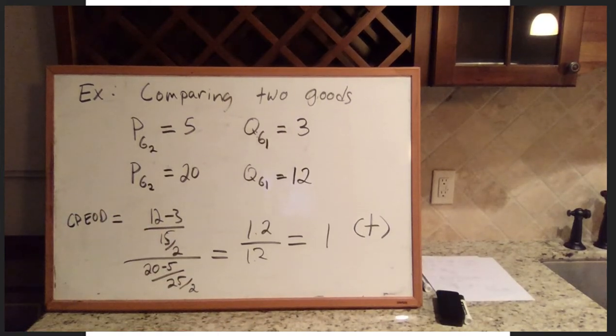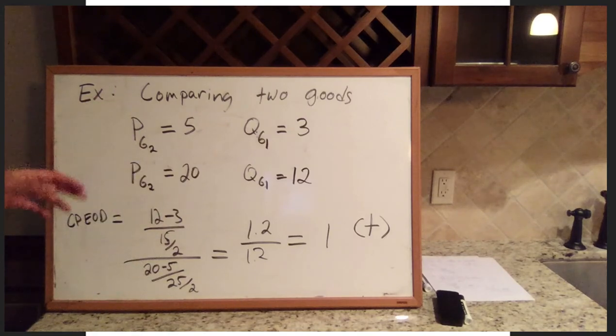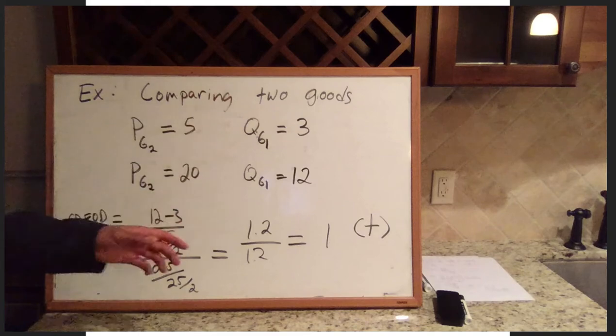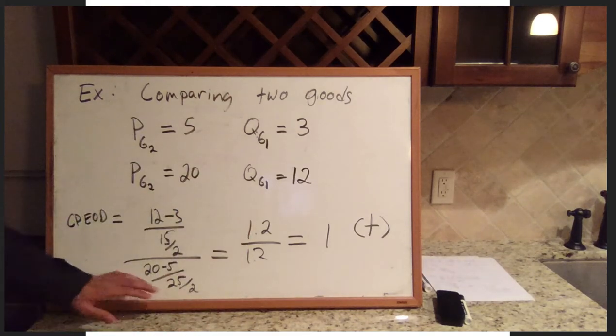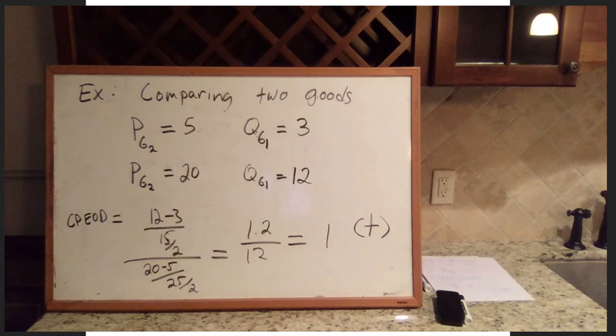So we're just going to plug these numbers in. We have the quantity of good 1, and then we have the price of good 2 after the change. So we see that the price of good 2 does change. Now we're going to plug those numbers in. It's going to be the difference between 12 and 3, which is 9. 9 divided by 7.5, you're going to get 1.2. And then down here, we're also going to get 1.2. And our end value, our cross-price elasticity of demand, is 1.